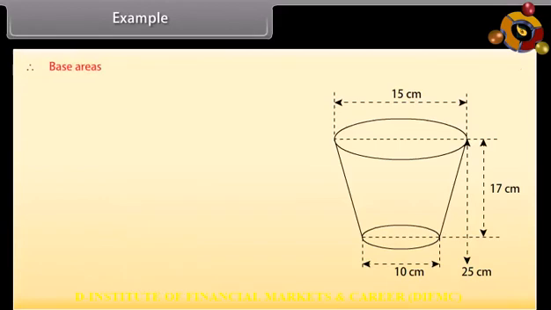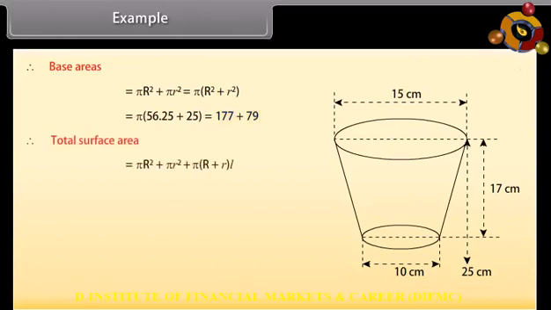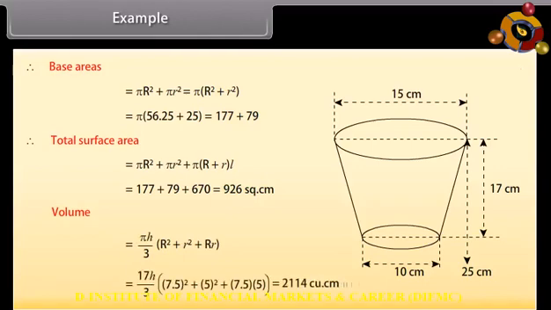Therefore, base area is equal to, this is equal to 177 plus 79. Therefore, total surface area is equal to, which gives us 926 square centimeter. Now we know that the volume of the frustum of the cone is, substituting the values we get volume, which is equal to 2114 cubic centimeter.